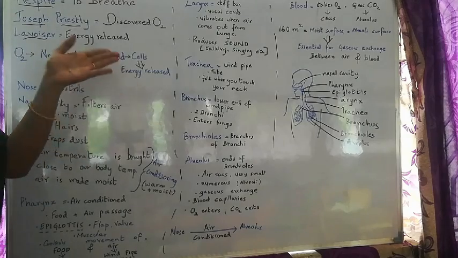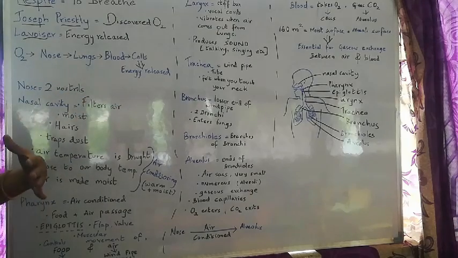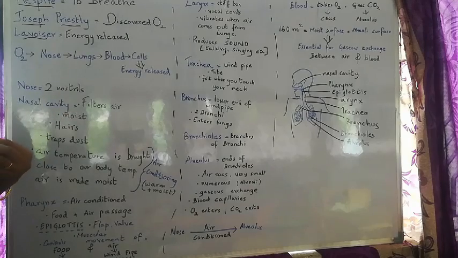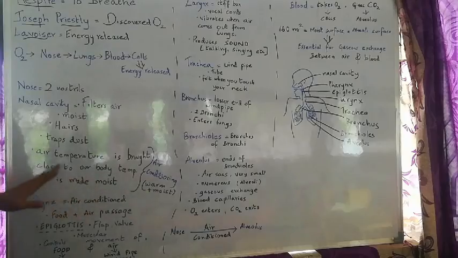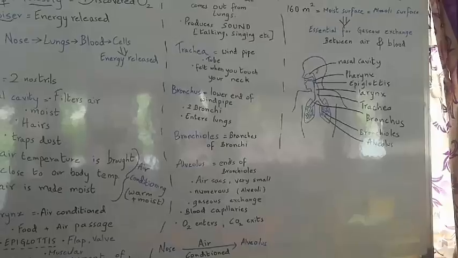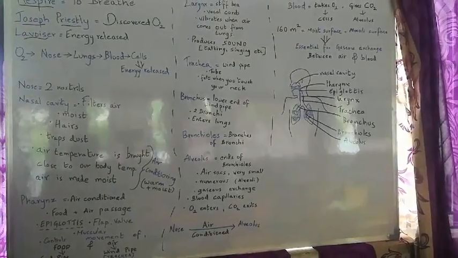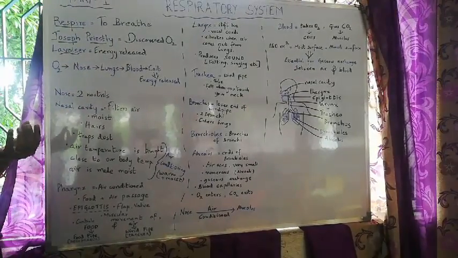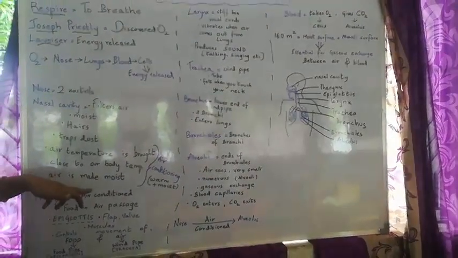So, if the temperature and the moisture content of the air is changed accordingly, in this case according to our body, close to our body temperature, then it is called air conditioning. See here, the temperature of the air we are breathing is brought close to our body's temperature. Our body's temperature is warm, right? Compared to our surroundings, our body's temperature is a little bit warm. So, accordingly it is changed, and also the air is made moist.